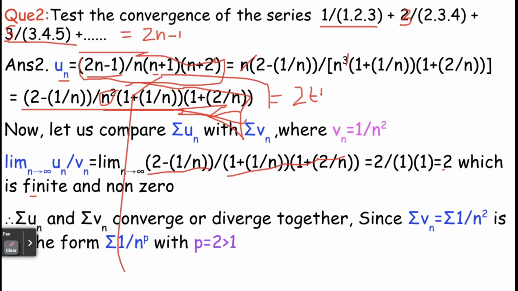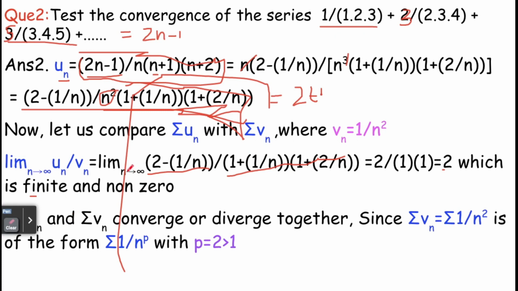And now we will notice that un and vn converge or diverge together. So if it's finite and non-zero, then both should converge or diverge together. Now we have vn equals 1 upon n square. Using the property of the p series test, if p is greater than 1, we get vn is convergent.